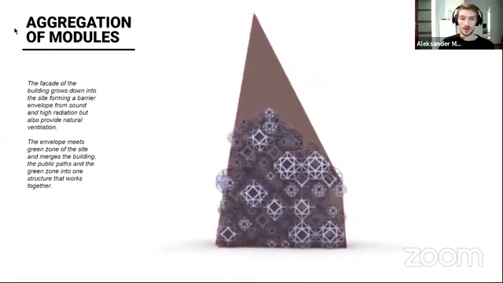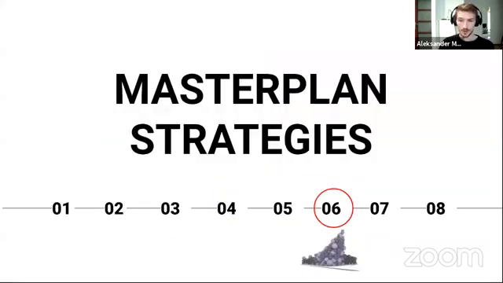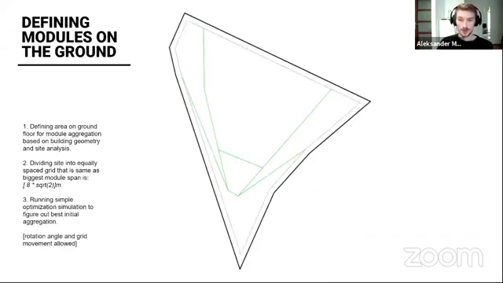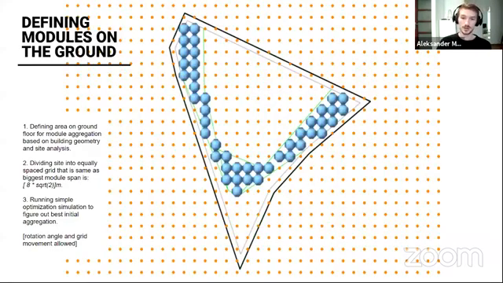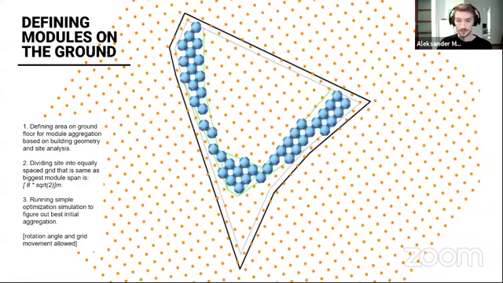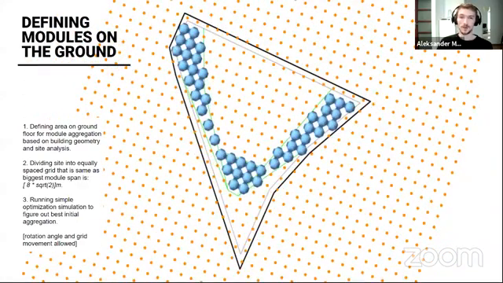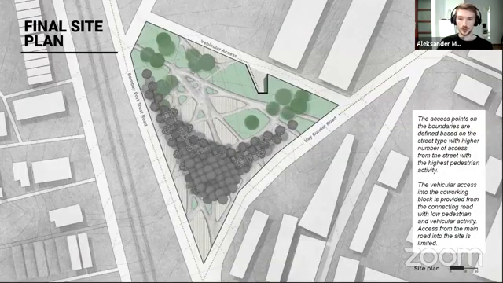Then what we did, we took the initial aggregation and analyzed it with Karamba. And then we specified the grid direction on the site. Then we arrived at the final aggregation and the site plan.